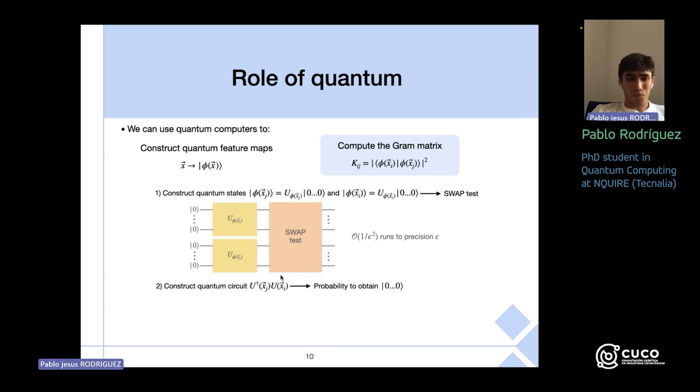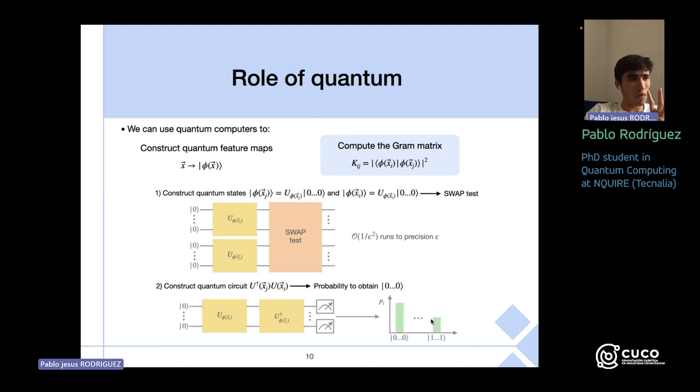We also have the possibility to construct this quantum circuit and then compute the probability of obtaining this quantum state. This is done this way. First of all, we apply this unitary, which is encoding one of the training points, and then we apply this unitary dagger, but now with another training point. What we obtain when we measure this register is a kind of histogram with the probabilities of measuring each one of the basis states, and the probability associated with measuring this state is directly the element of the Gram matrix.